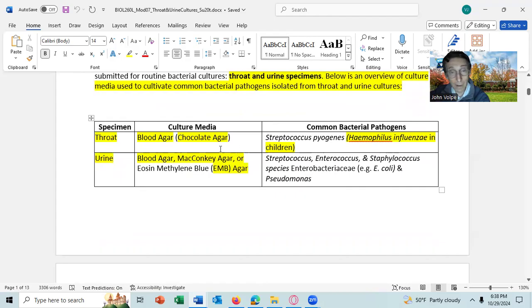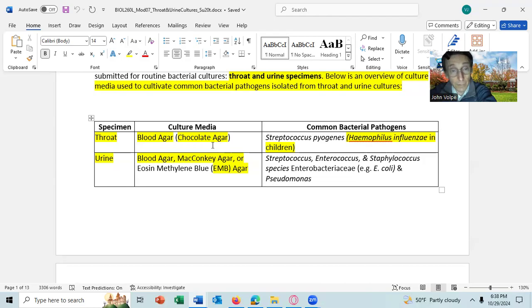A secondary agar we use occasionally is chocolate agar, and we use chocolate agar to look for Haemophilus influenzae, especially in small children and in infants. Haemophilus influenzae can infect them and cause problems for them. Haemophilus influenzae, fortunately, is very unlikely to cause problems in an adult or an older child.